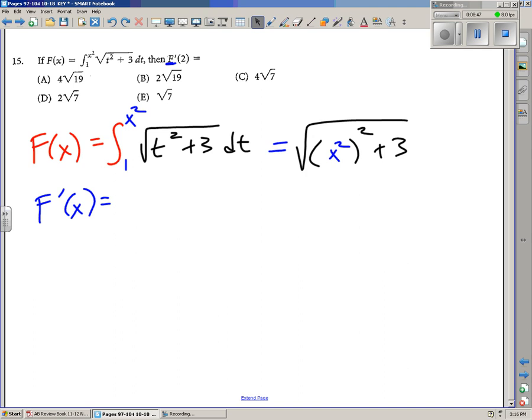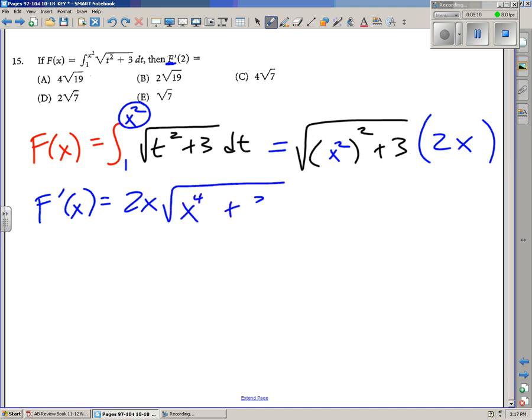But remembering, we also have to take its derivative. We have to take its derivative because if this is something other than x, this function is of something other than x. So we have the chain rule application. So we also must multiply by the derivative, 2x. So this is f prime of x. It's 2x times the square root of x squared squared, which is x to the 4th, plus 3.